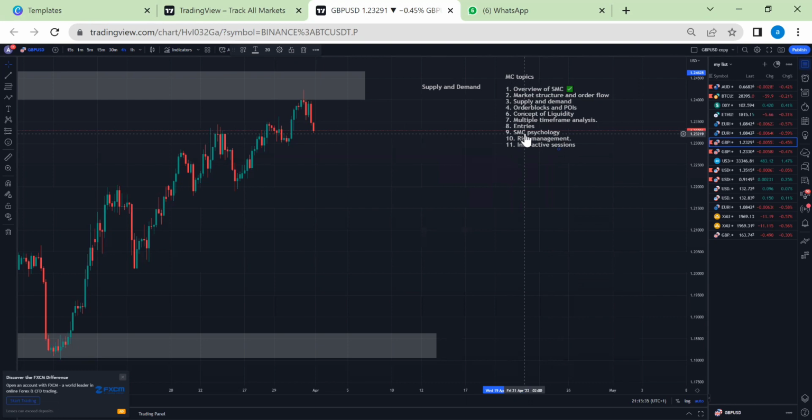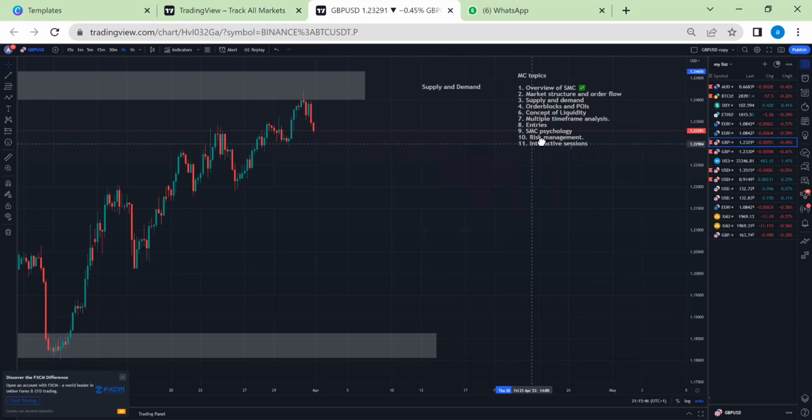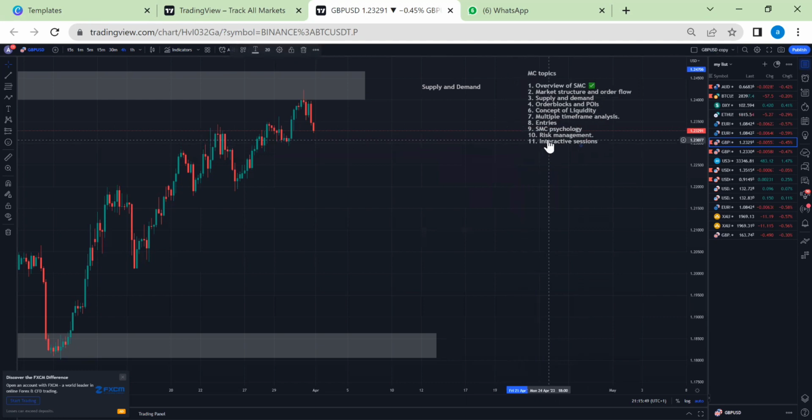Then we'll have SMC psychology. There's a psychology for SMC that's different from other trading methods. Okay. Then we'll talk about risk management, and we'll have interactive sessions. We'll have a lot of interactive sessions after we are done with the class. Okay. Maybe it will be weekly or bi-weekly, but we'll do the course every day. We'll be having classes every day till we are done. Shouldn't take us more than 2 weeks at most.